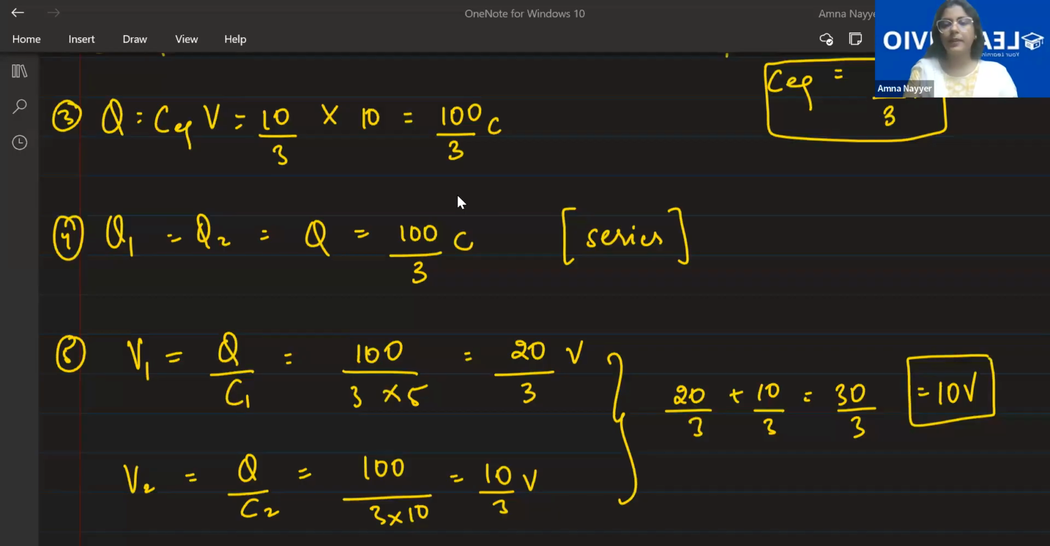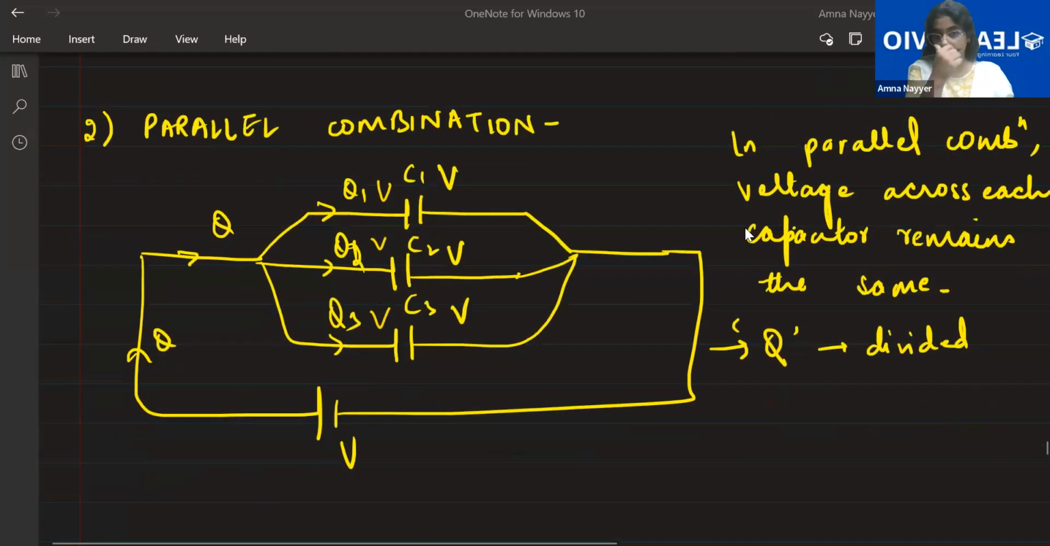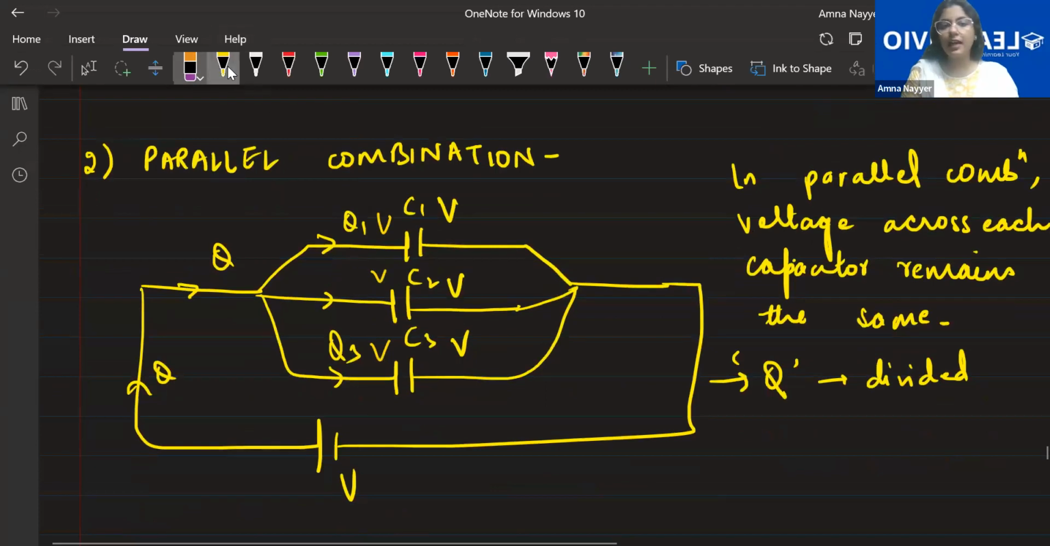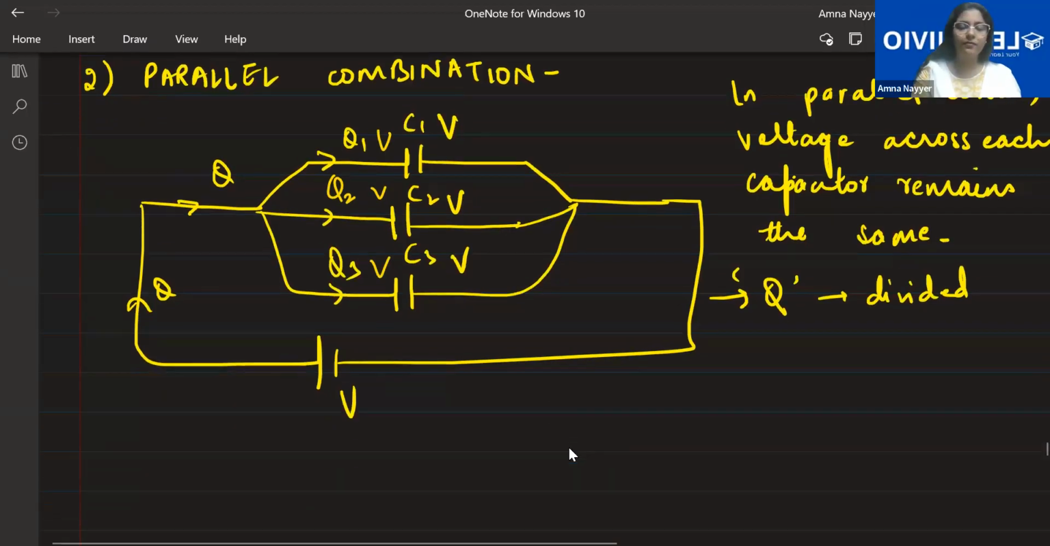Yes, ma'am. Okay, let's continue with the parallel combination. See, in the parallel combination, the branching will be done. A single wire gets divided into various branches. So here, the charges will be split up, because in the last class, when we were ending the class, we discussed this, that charges divide on branching and potential isn't affected by that. So in this case, the potential doesn't get affected.